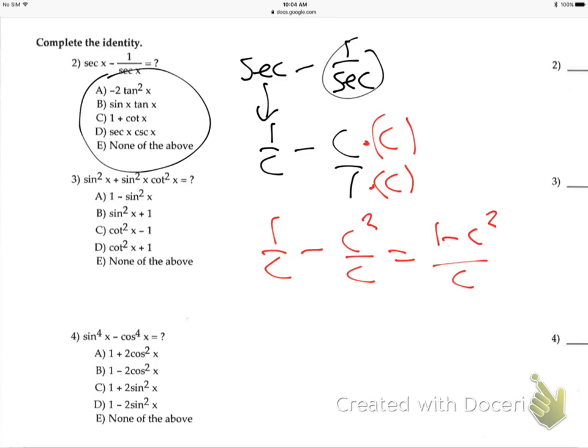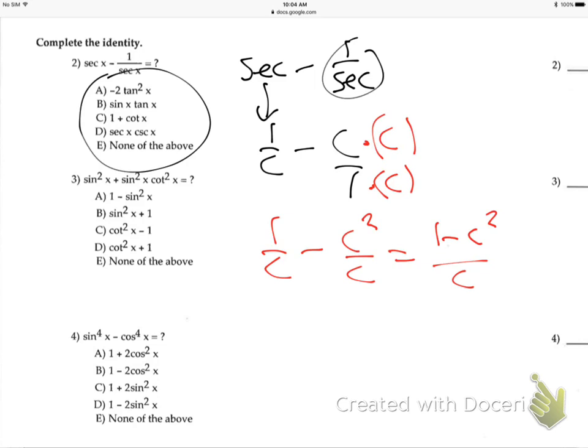So what are my tips for doing these identities? Make everything sines and cosines. If they give you secant or tangent or cotangent or cosecant, change them to sines and cosines. So I did that first off. And then I said, two fractions, common denominator.